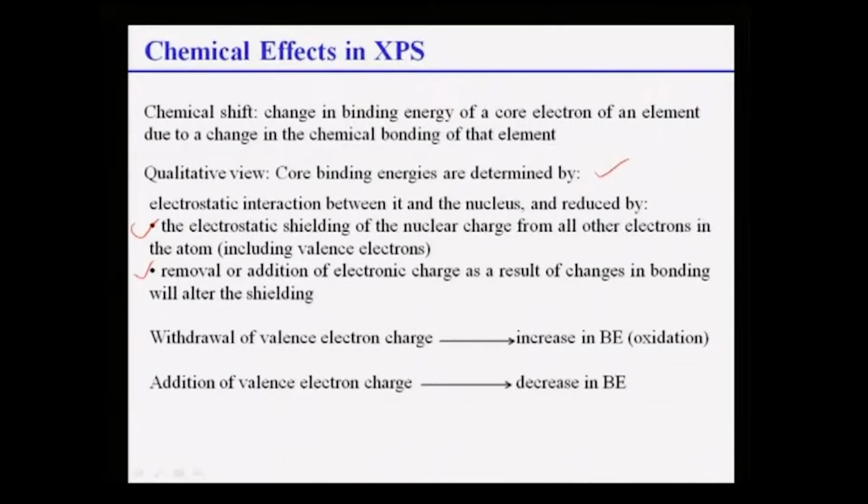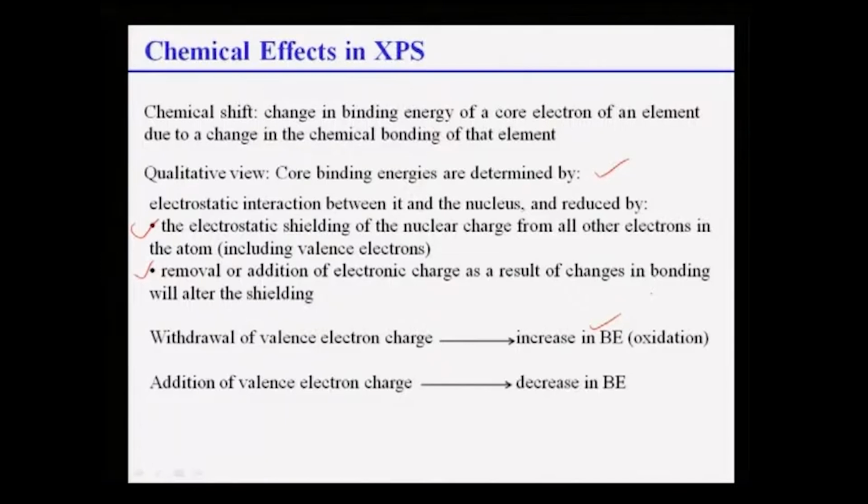Whenever we add an electron or remove an electron from the shells of the atom, there is going to be a change of charge, or change of the binding energies. So if you have withdrawal of electronic charge, there is an increase in the binding energy, and this is also known as oxidation. If you take some electron out of a species, it is called oxidation, and if you add valence electron charge into it, it leads to a decrease in binding energy. This is nothing but reduction. This can basically be thought of in this way.